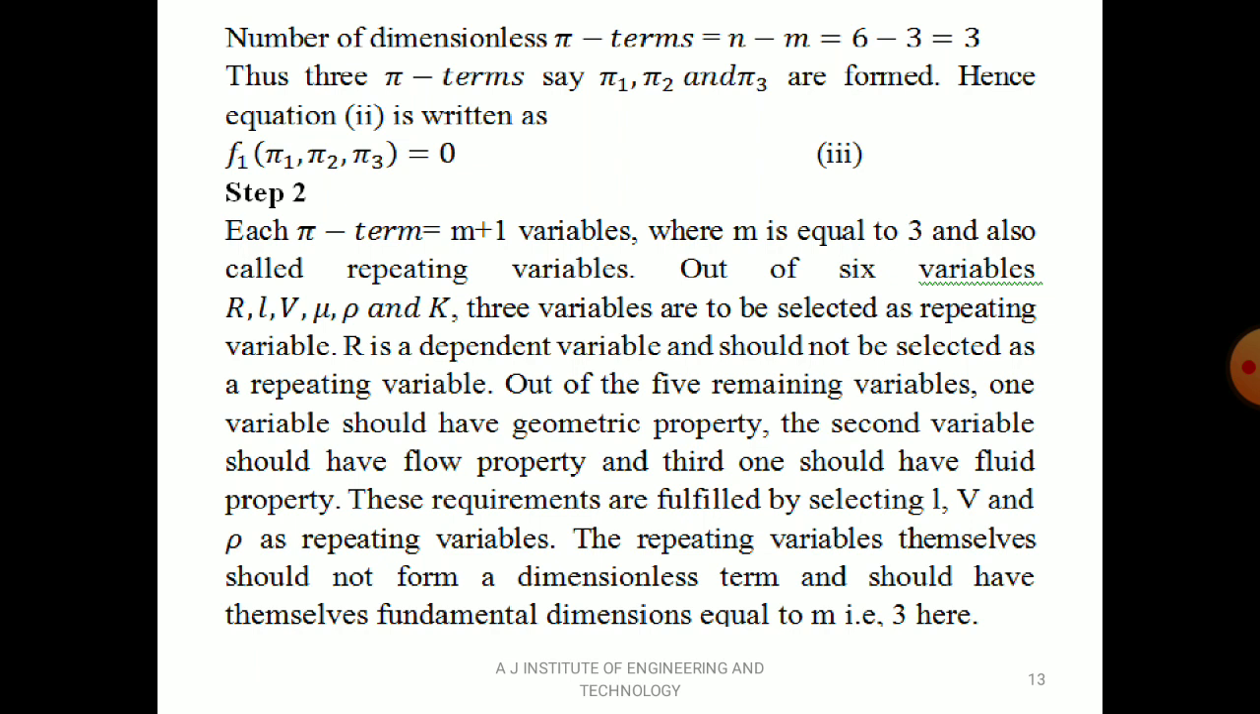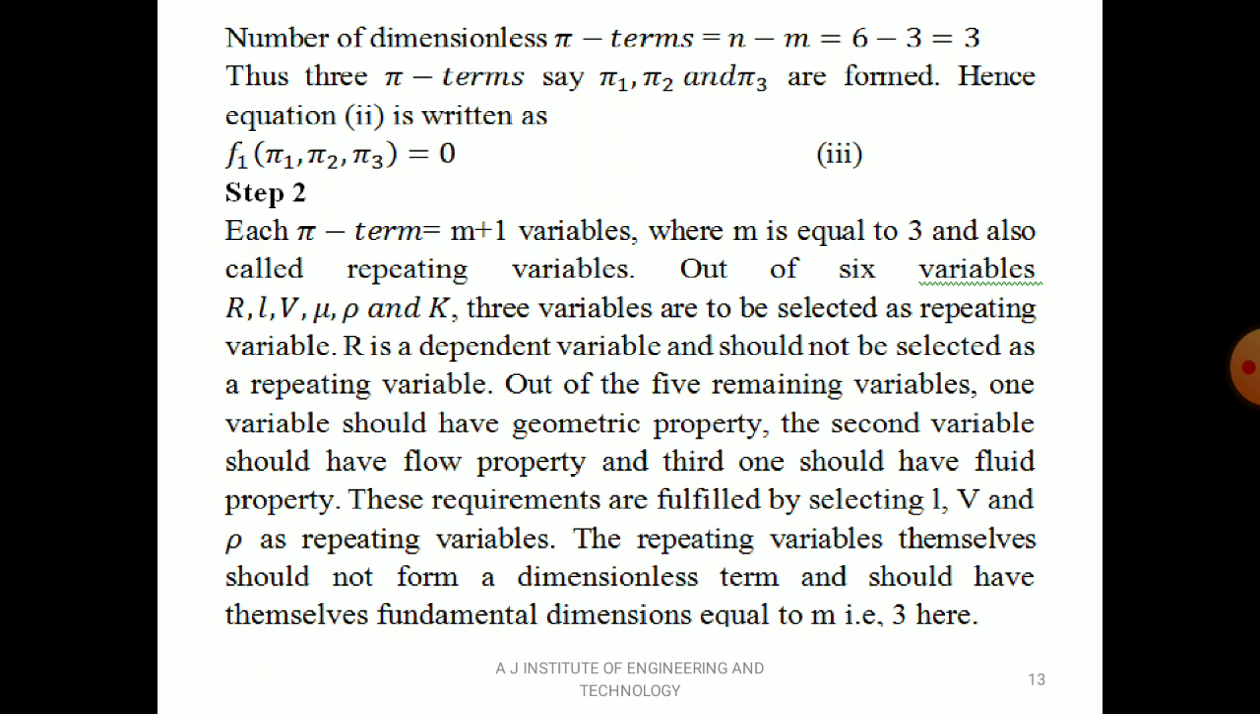So we can tell we can have 3 pi terms. Next, equation 2 can be written as f1 of pi 1, pi 2, pi 3 equal to 0. That is taken as equation 3. So next let's go for step 2.